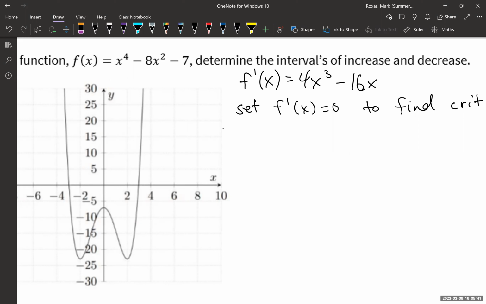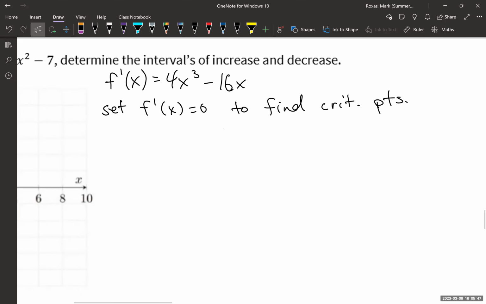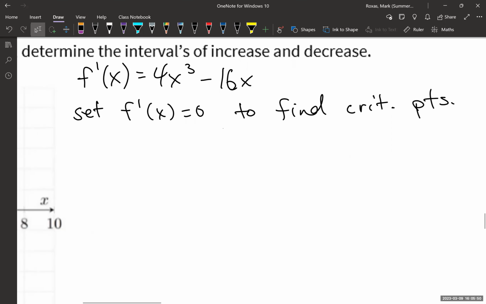Okay, so it's 0. We can use the graph. We can expect to know what to find the answers, but I want to show you algebraically what that looks like. Okay, so set this equal to 0. 0 equals 4x cubed minus 16x.